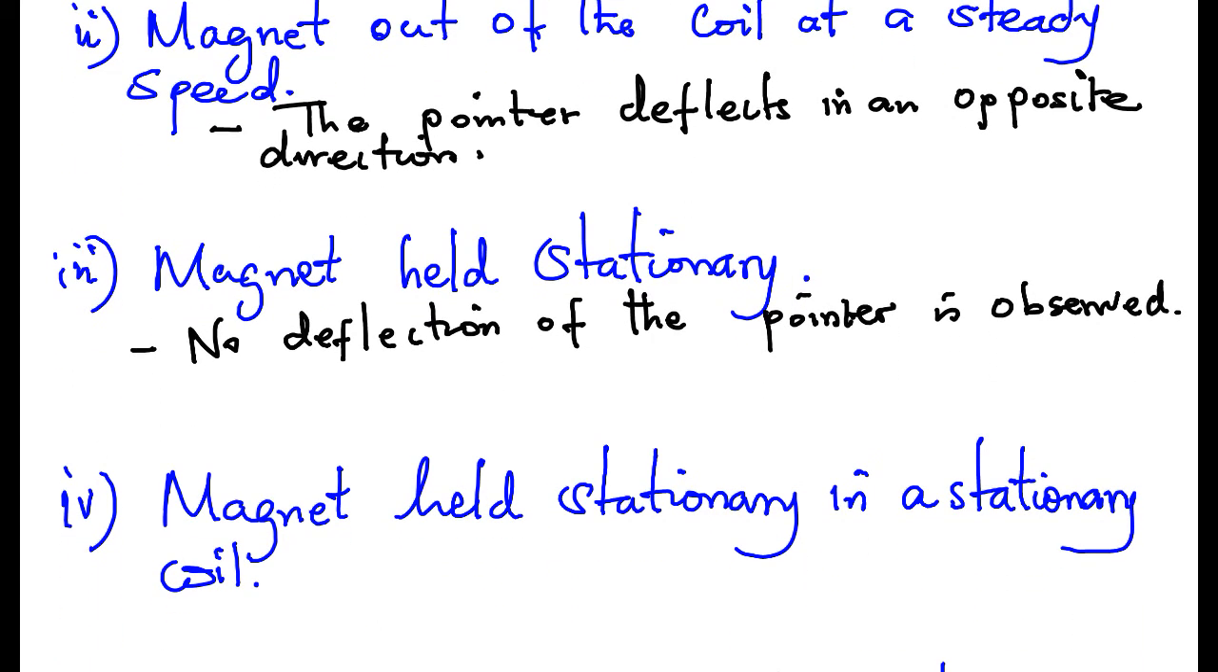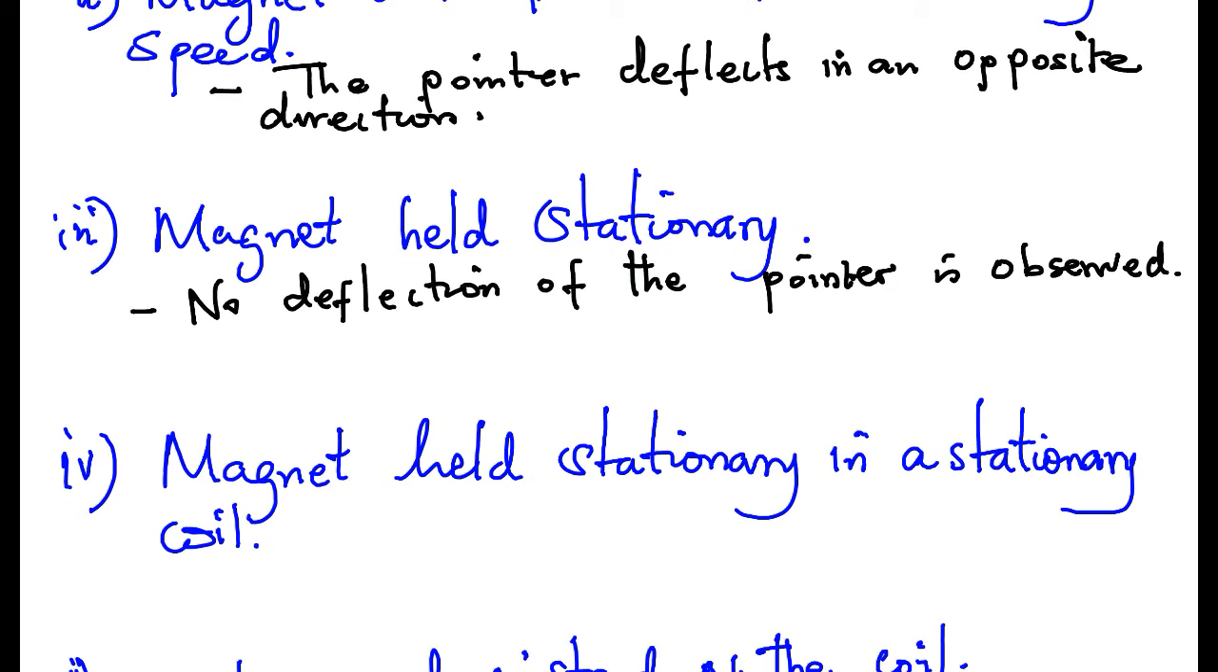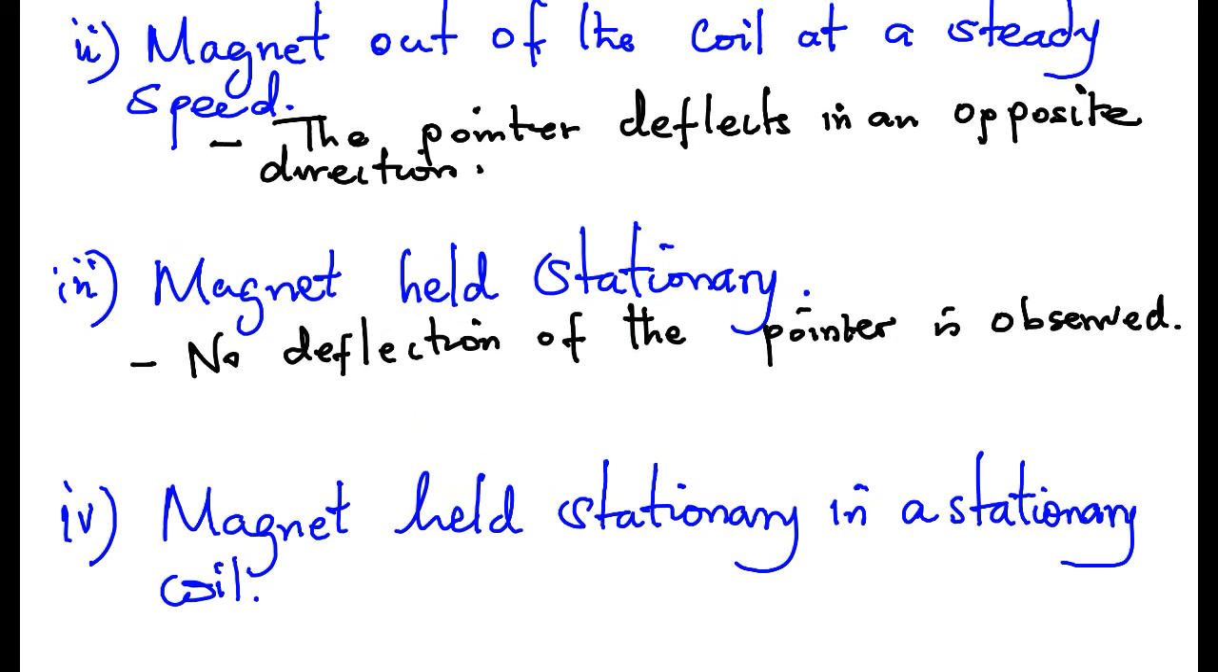When the magnet is held stationary in a stationary coil, the observation made is that no deflection of the pointer is observed, just like when the magnet is held stationary. So holding the magnet stationary in a stationary coil is the same as holding the magnet stationary. So no deflection occurs.